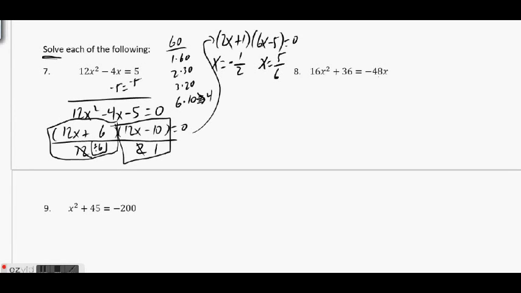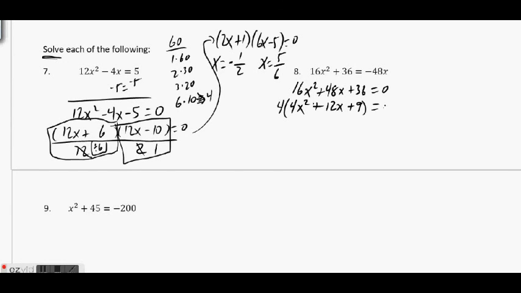Over here, I'm going to add 48 to both sides. So I have 16x squared plus 48x plus 36 is equal to 0. And I noticed they are all multiples of 4. Now, in the past, I kept telling you just write the 4 on the outside and don't worry about it, leave it alone. Well, I'm going to show you really what's happening here. So I'm left with 4x squared plus 48 divided by 4 gives me 12x, 36 divided by 4 gives me 9.